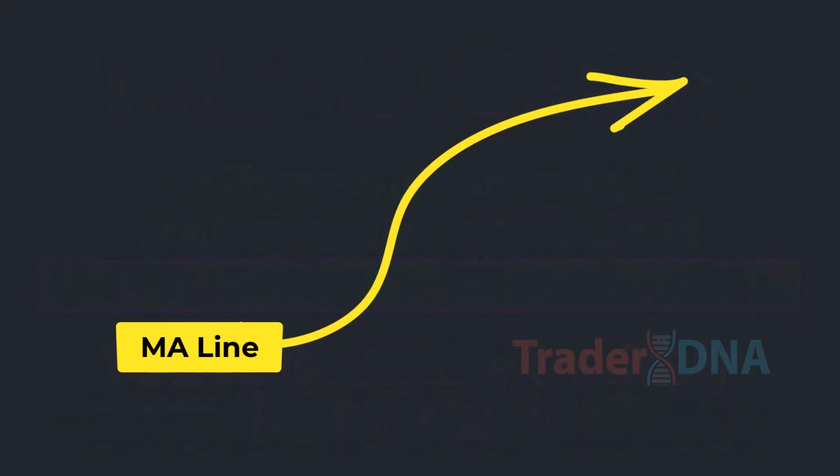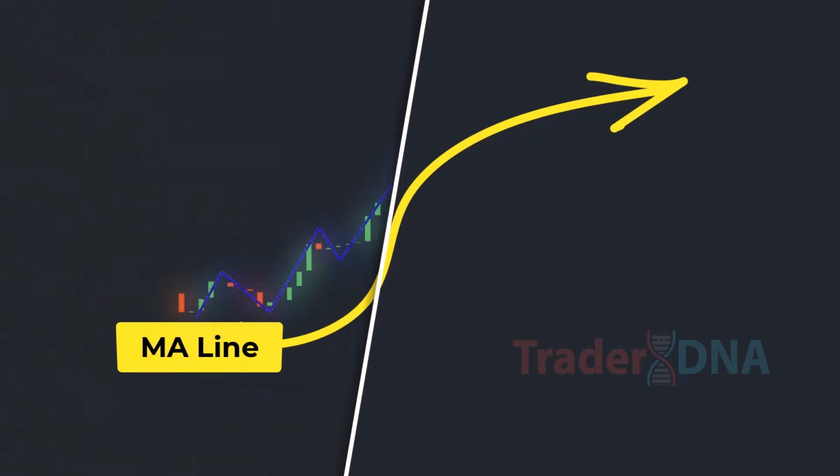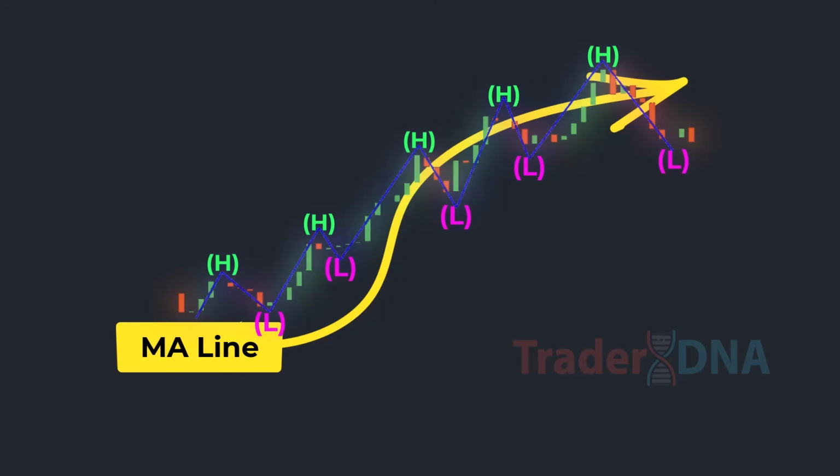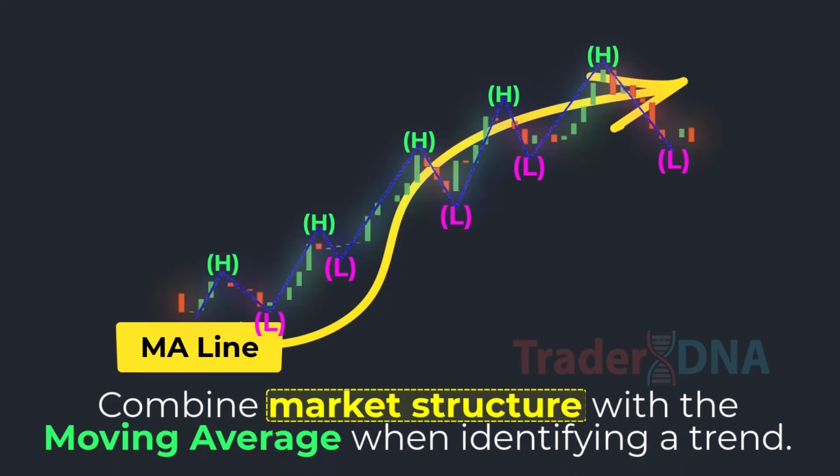The secret is this. You've got to combine the market structure with your moving average. That means looking at how price forms highs, lows, breakouts and pullbacks, and then using the moving average to confirm that structure. Because when you understand both the story that price is telling and how the moving average reacts to it, that's when everything starts to click. You'll start to see real trends, not just random lines on your chart. So tactic number 1, and this is a big one, is to combine market structure with the moving average when identifying a trend. Do that, and suddenly your chart stops being confusing and starts telling you exactly what the market is doing.